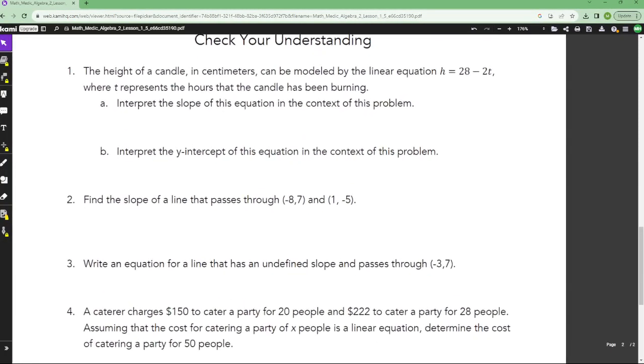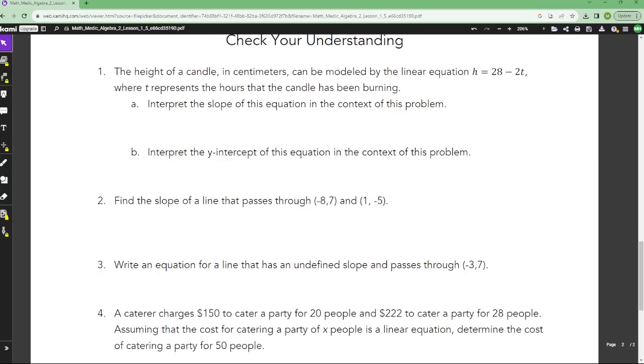These first two, I'm not going to write them out. I'm just going to explain them. Number one, the height of a candle in centimeters can be modeled by the linear equation h equals 28 minus 2t. We can write that into slope-intercept form as h equals negative 2t plus 28, and a t can be exchanged for x. Remember to put a little tail on your t so you don't confuse it with plus signs. Interpreting the slope: for every additional hour the candle is burning, the height of the candle decreases by 2 centimeters, because the slope is negative, it's going down by 2.